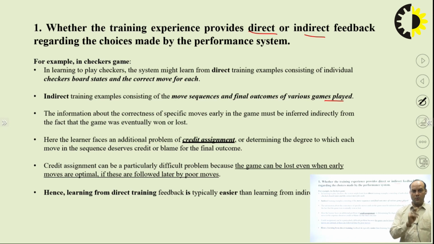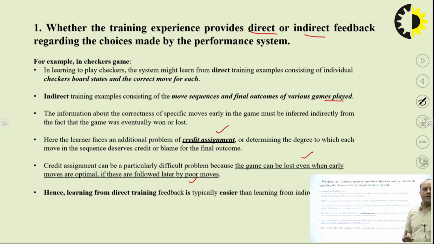So here comes a small problem, called the credit assignment problem. What is this problem? It concerns whether the move is valid or not. For a particular move, we can blame the learner or we can give credit to the learner. That problem is called credit assignment, and it is a very difficult problem, because the game can be lost even when the early moves are optimal but afterwards the moves are very poor. So we can lose the game. This type of problem is very difficult.